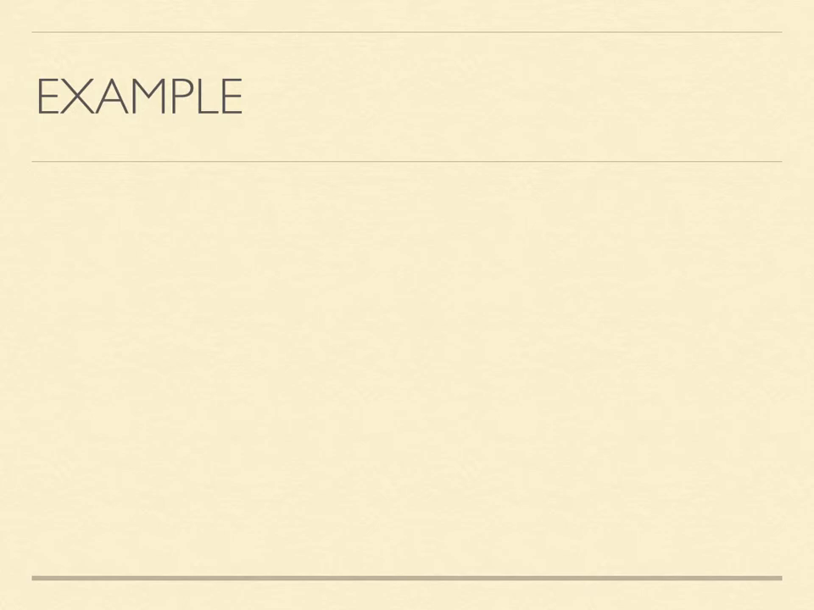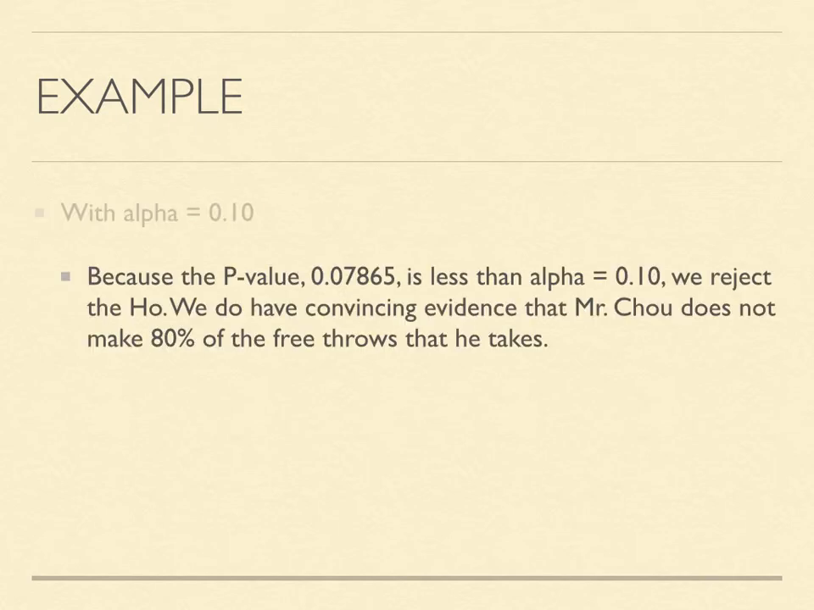So now let's take that p-value and compare it to a couple of alpha levels. First we're going to look at an alpha level of 0.10. Because the p-value is less than alpha equals 0.10, we can reject the H0. We do have convincing evidence that Mr. Cho does not make 80% of the free throws that he takes.